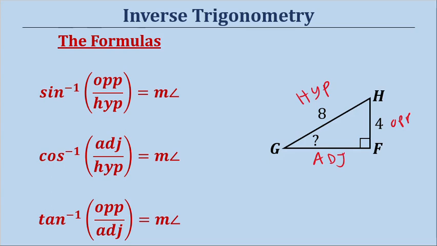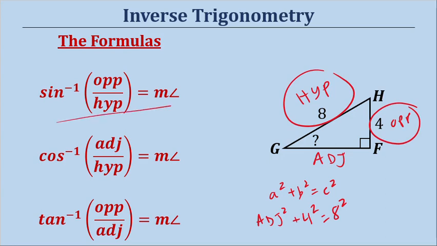Now, cosine and tangent are both functions we could use here, but only if we started with our Pythagorean theorem, a squared plus b squared equals c squared. We could set up adjacent squared plus 4 squared equals 8 squared, solve for our adjacent, and then have a value to use in cosine and tangent. However, I'm far too lazy to do all of that extra work when I already have a function that uses opposite and hypotenuse, and that's going to be sine.